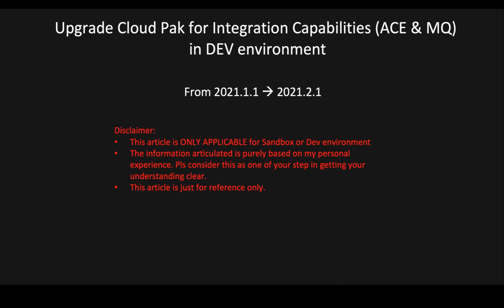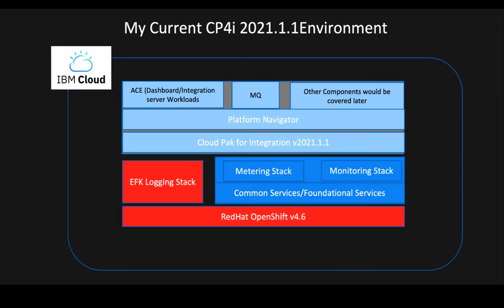The version that we considered as a source version is 2021.1.1, which was released sometime in the first quarter of 21, and 2021.2.1 was released sometime on June 25th, last week of June. So with this, let us move forward.